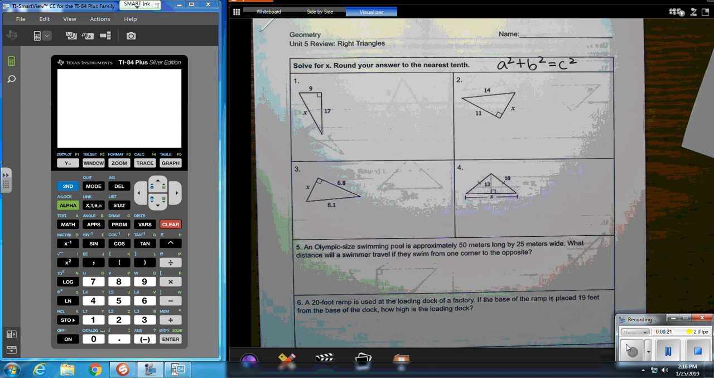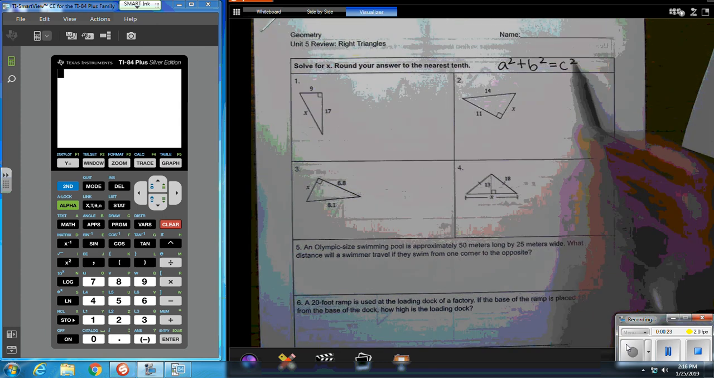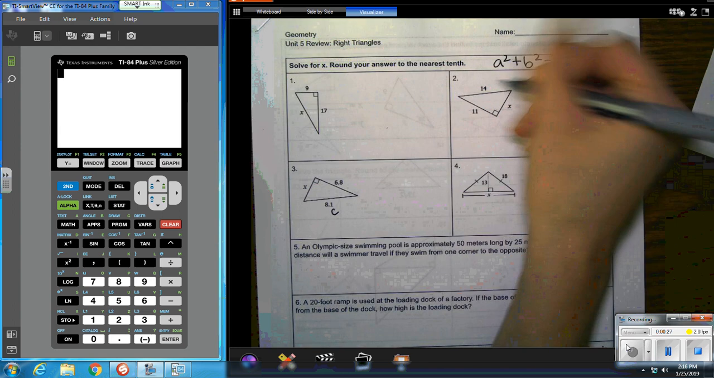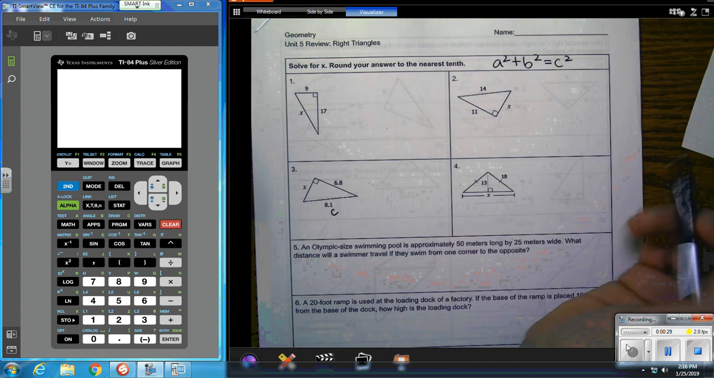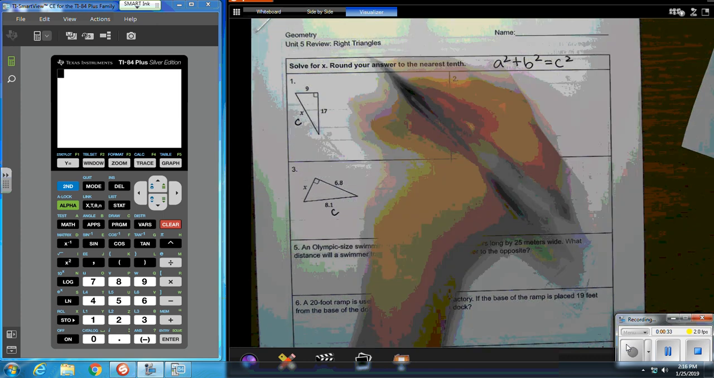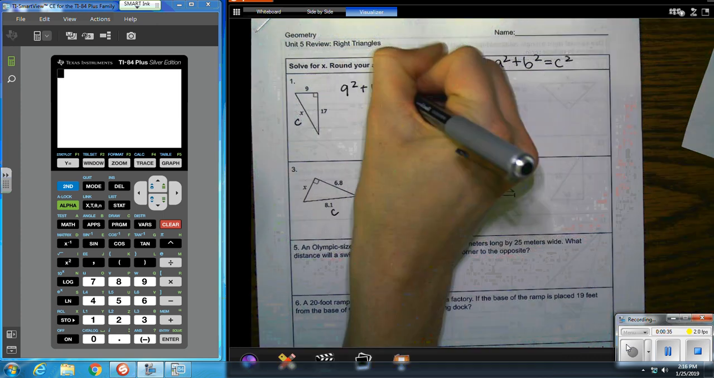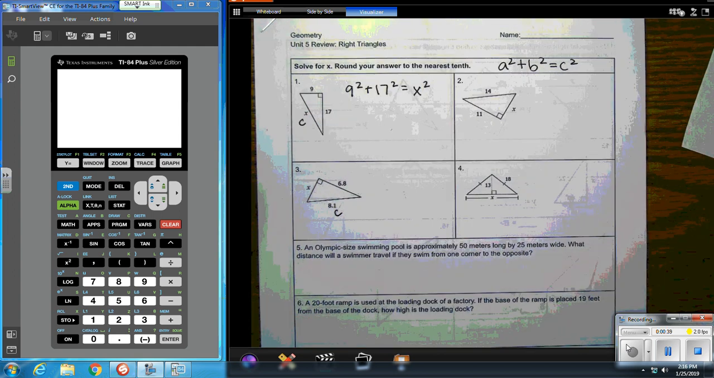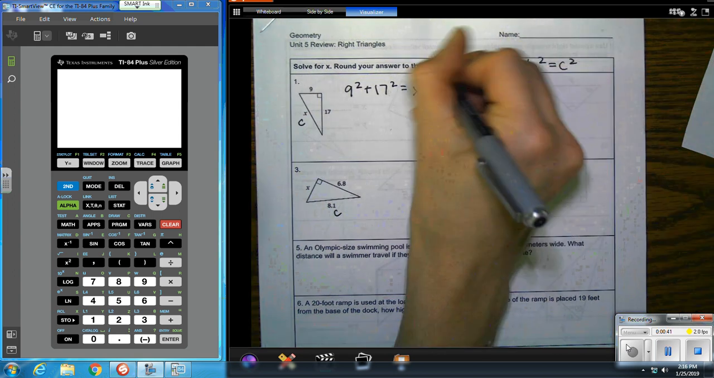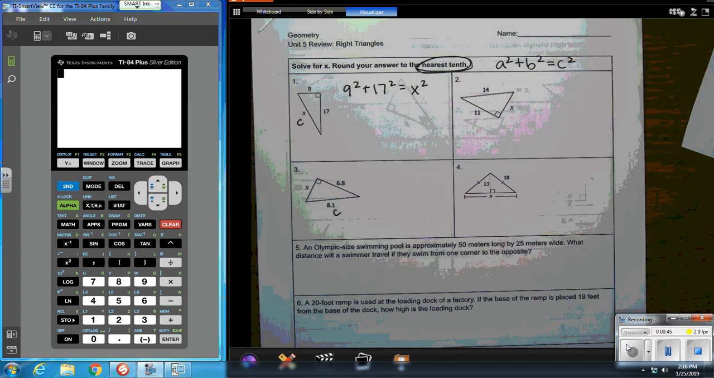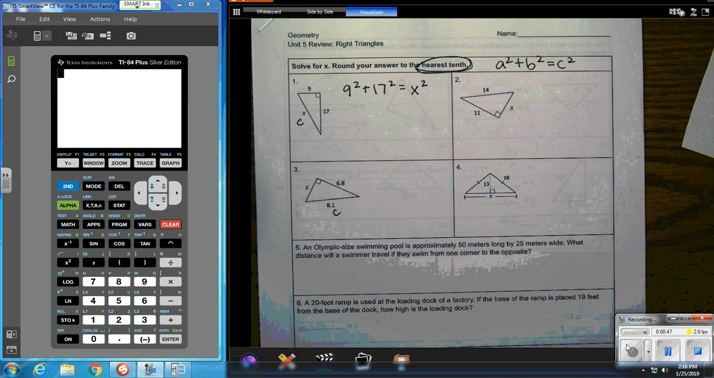When you do that, what's important is identifying your c term first. Make sure that is whatever is across from the right angle. So for example, in number 3, it's your 8.1, and in number 1, it's your x. Then when you set it up, for example, here I do 9 squared plus 17 squared equals x squared, and solve from there. Here the direction says to round to the nearest tenth, so you don't have to worry about simplifying the radical, but I did give you those answers as well on your review guide on the back.